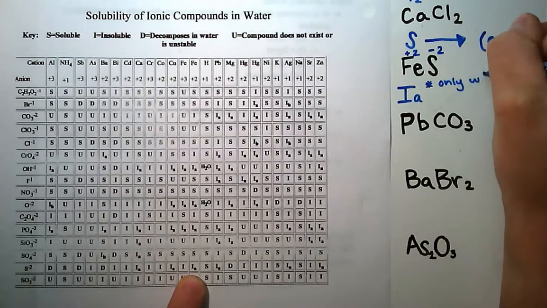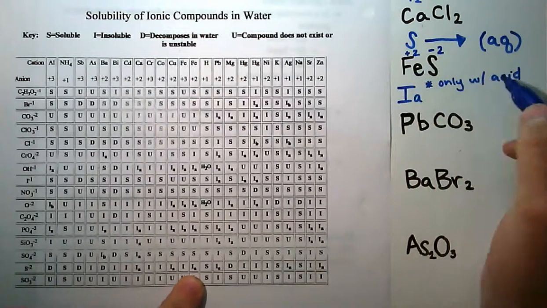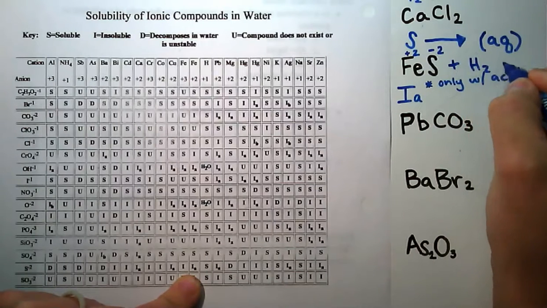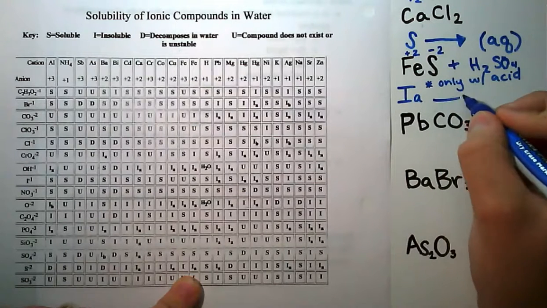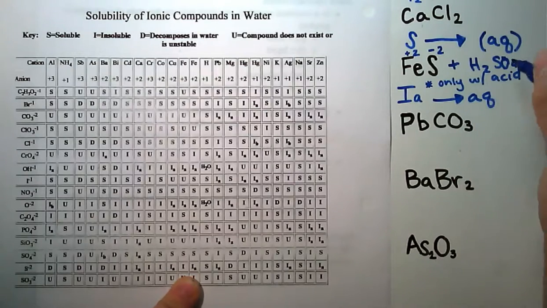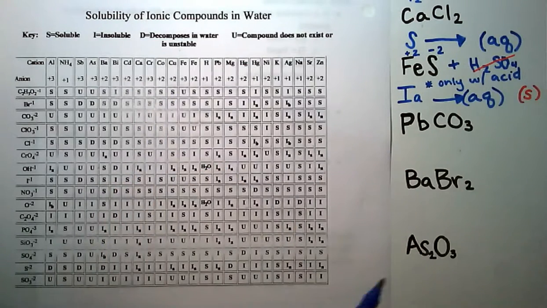Only with an acid. So, for instance, if we had iron 2 sulfide plus H2SO4, and those were on the same side of our chemical reaction, then this would be soluble, so we would put the symbol aqueous. But if we didn't have the H2SO4, then our symbol would have to be solid, because it wouldn't be soluble, it would be insoluble. So that was a little weird. If you get the symbol IA, that means it's soluble only if it's with an acid. If there's no acid with it, then it gets an S for solid, meaning it's insoluble.